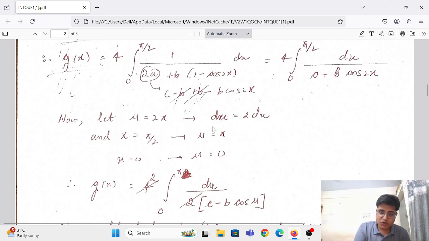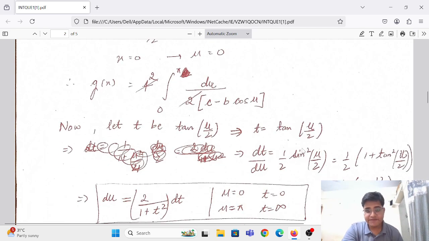So we substitute u to be 2x, so du would become 2dx. Now if x is pi by 2, u would become pi, and if x is 0, u would become 0. So our integral g of x now transforms to, because we have dx, dx could be replaced by du by 2, and 4 is outside, so 4 and 2 get cancelled out to produce 2 over here. So we have 2 times the integral from 0 to pi of du over c minus b cos u.